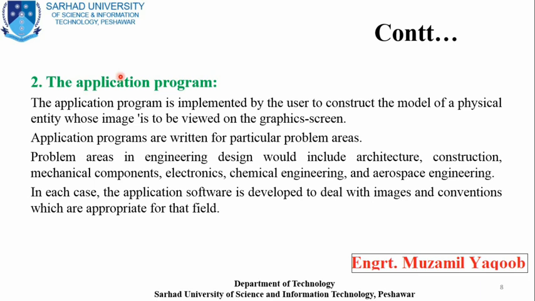Now let's discuss the second module, the application program. It is implemented by the user to construct a model of a physical entity whose image is to be viewed on the graphical screen. In other words, application programs are written for particular problem areas, for example engineering drawings, architecture or construction, mechanical components, or fields of engineering such as chemical engineering or aerospace engineering. In each case the application software is developed to deal with images and conventions appropriate for the field. So this was all about the application program.